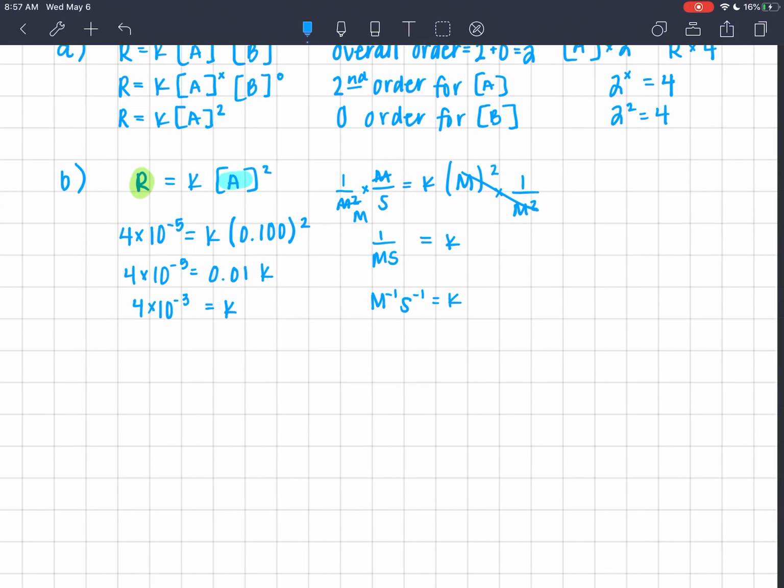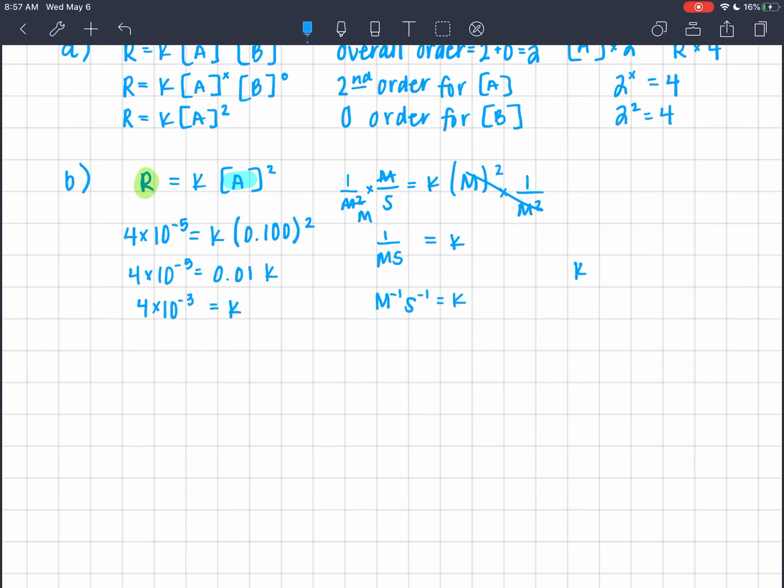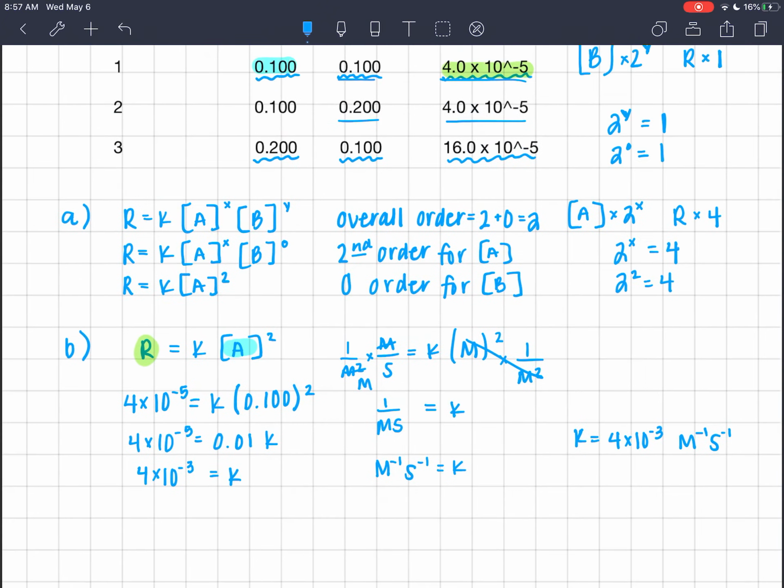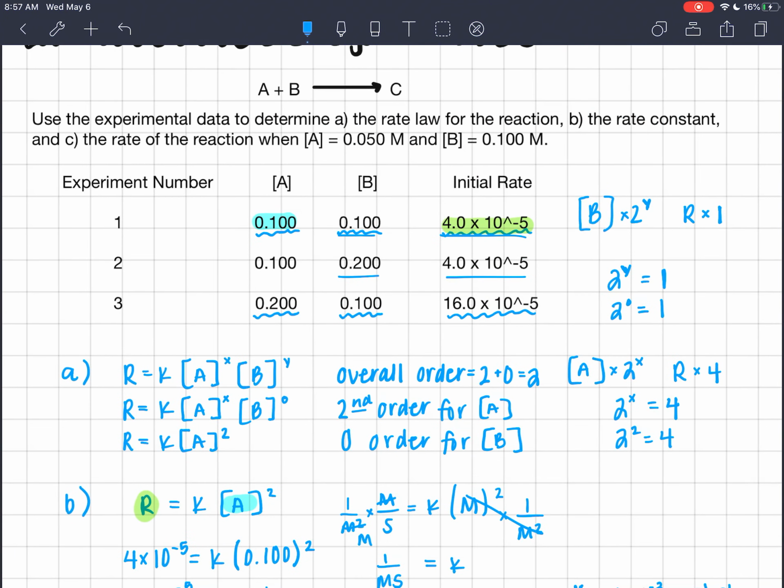So now that I have the magnitude of K and I have my units, I can combine this into one neatly packaged answer. My rate constant is 4 times 10 to the negative 3rd, inverse molarity, inverse seconds. So this is my answer to B.